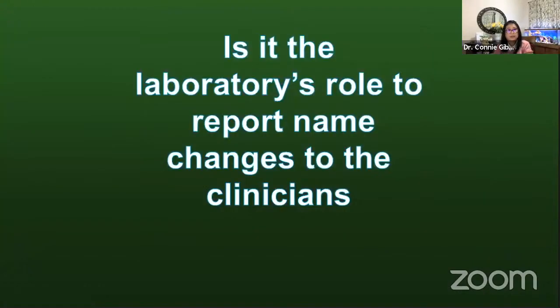So now, is it the lab's role to report name changes to the clinicians? Absolutely. It is our role to do that because we are the ones who are studying them. We are the ones who are looking up these things. So it is our responsibility.